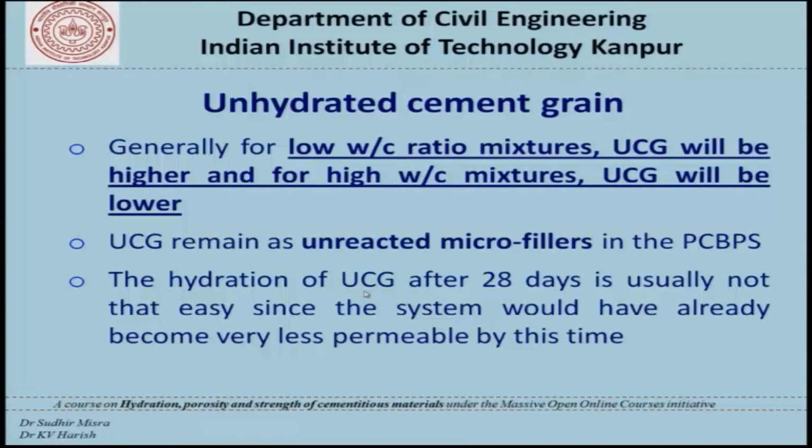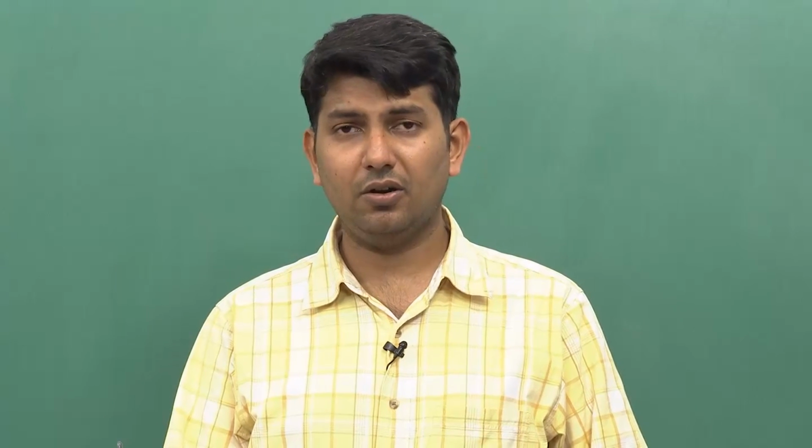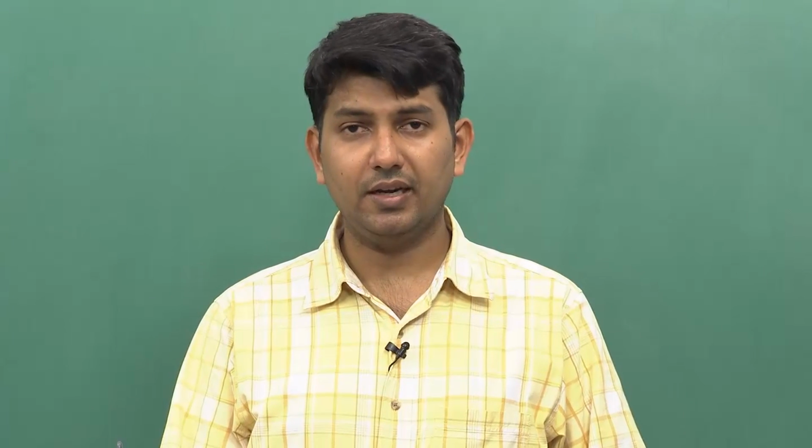The hydration of unhydrated cement grain after 28 days is usually not easy, since the system would have already become very less permeable by this time. That means that if you have unhydrated cement grain after 28 days and if you want to hydrate it by adding little more water, it is very difficult, primarily because the hydration products are already formed in the system, and hence the system has already become less permeable and water cannot enter to the cement grain so easily.